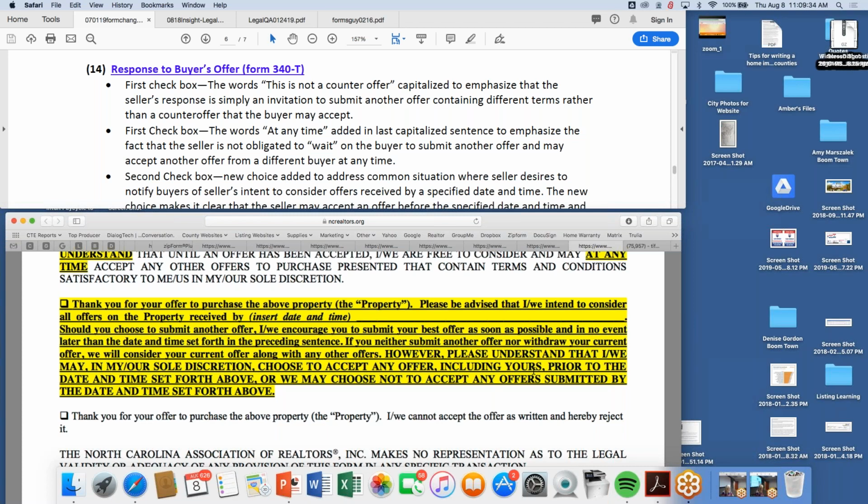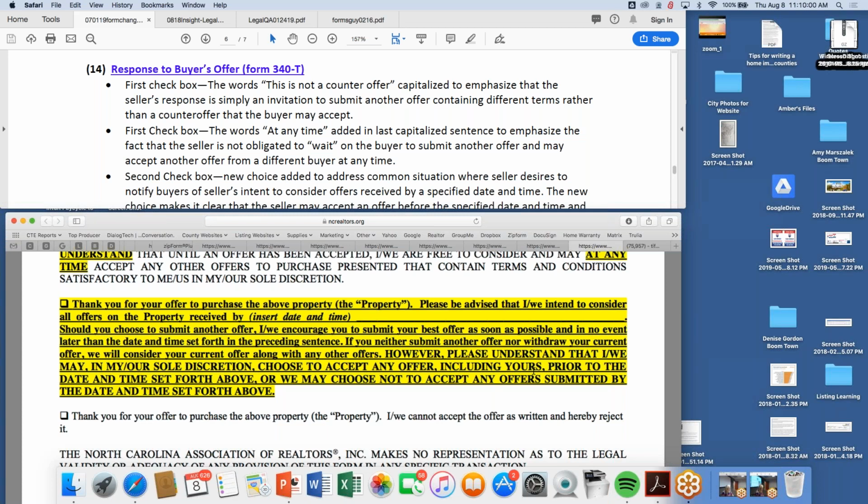If you neither submit another offer nor withdraw your current offer, we will consider your current offer along with the other offers. However, and this is all screaming at us again, please understand that we may, in our sole discretion, choose to accept any offer, including yours, prior to the date and time set forth above, or we may choose not to accept any offer submitted by the date and time set forth above.